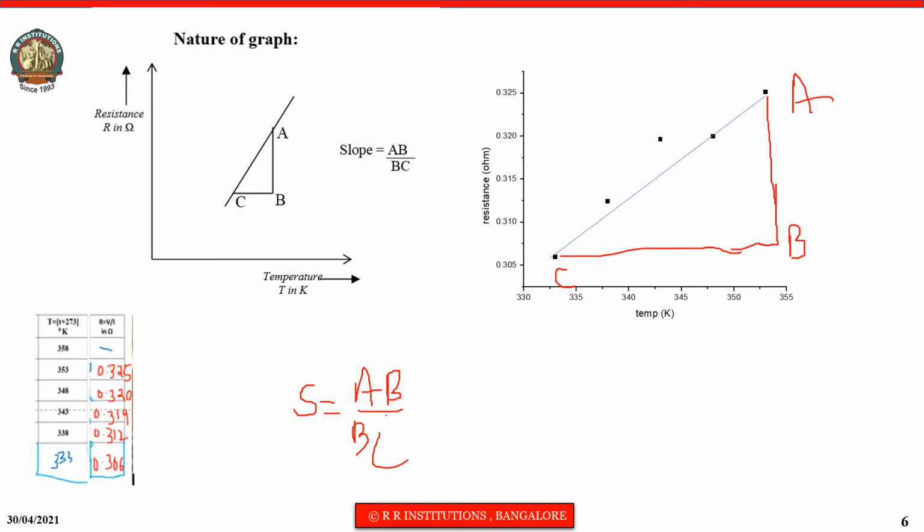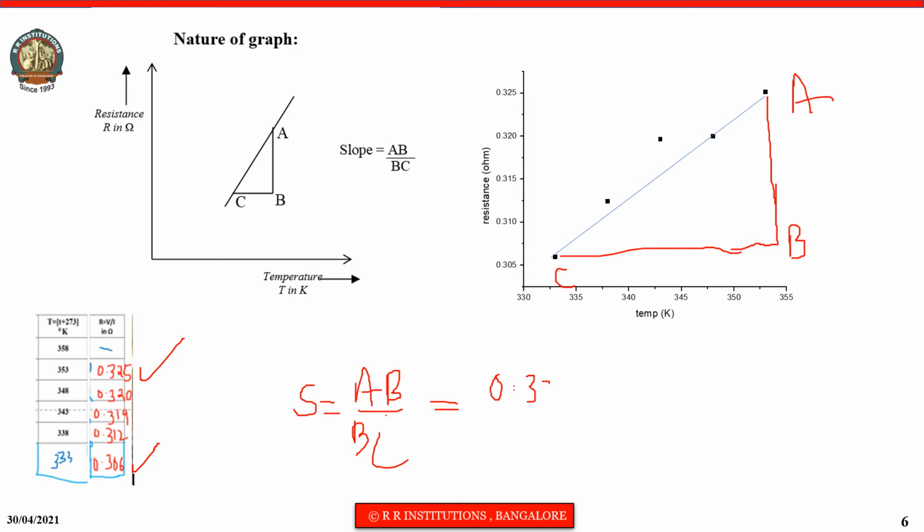You can see the reading of A is 0.325 and B reading is 0.306. The difference of them gives AB. A reading minus B reading. The difference gives you AB. The difference here comes out to be 0.019. I hope you understand this. How did we get this?